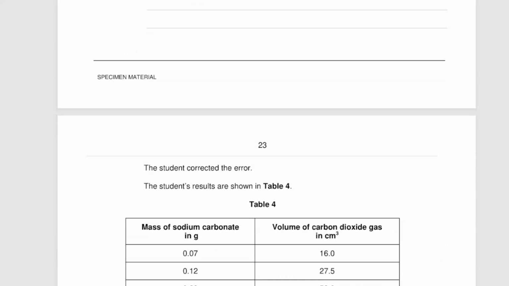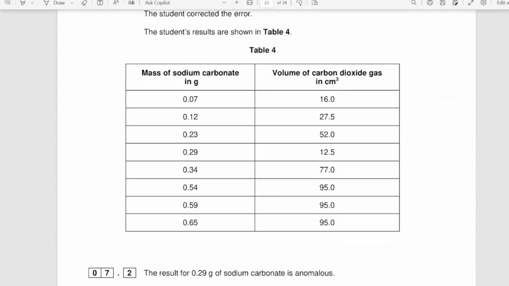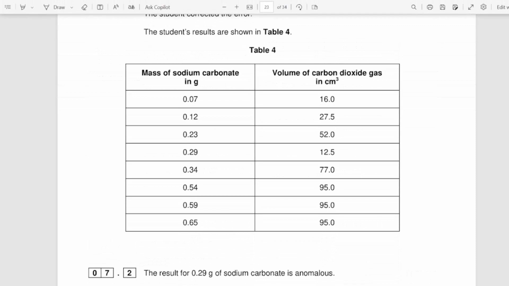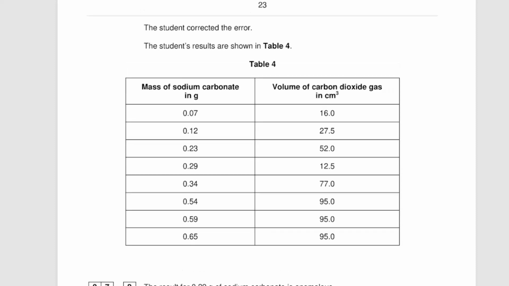Then when the student corrects the error and does the experiment, we are given the results, shown here. And then we're shown that the result of 0.2 grams of the sodium carbonate is anomalous, as 0.2 grams only produces 12.5, which is much less. And then we'll suggest what may have happened to cause this anomalous result.